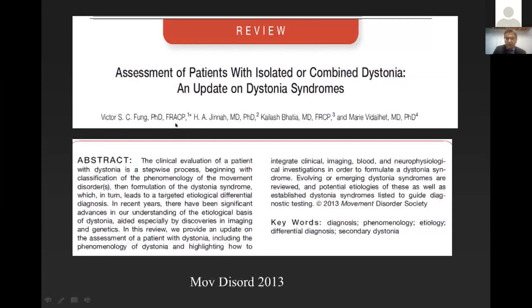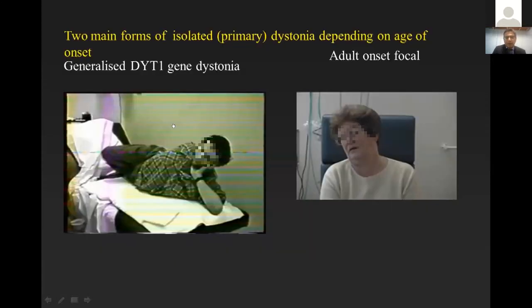And this is a very nice one from Victor Fung. So if you just go back for a minute, this is from the old classification where we used to talk about idiopathic versus secondary, but this is still valuable. I told you that the age of onset and the distribution is very important. So we have recognized over the years that the young age of onset usually starts in the limbs, tends to spread, as in this patient, and can become generalized. So this gentleman has DYT1 dystonia, and he has isolated dystonia.